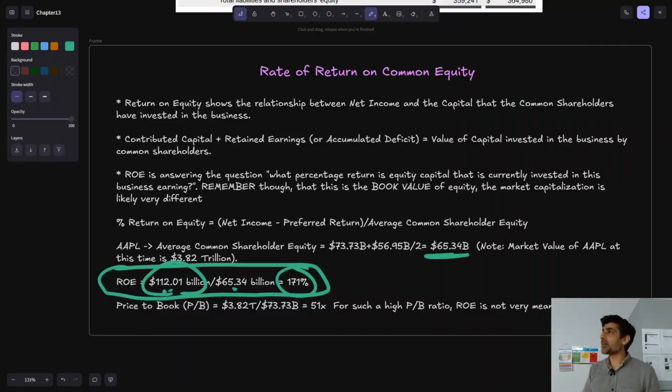So the book value is not always useful, especially for tech companies that have a very low book value. But with insurance businesses, there are some businesses that trade very close to the book value. The market value and the book value are more aligned. Okay. So here, 3.8 trillion divided by 70. So Apple trades for a 51x price to book value. And in that case, the return on equity is not very meaningful.